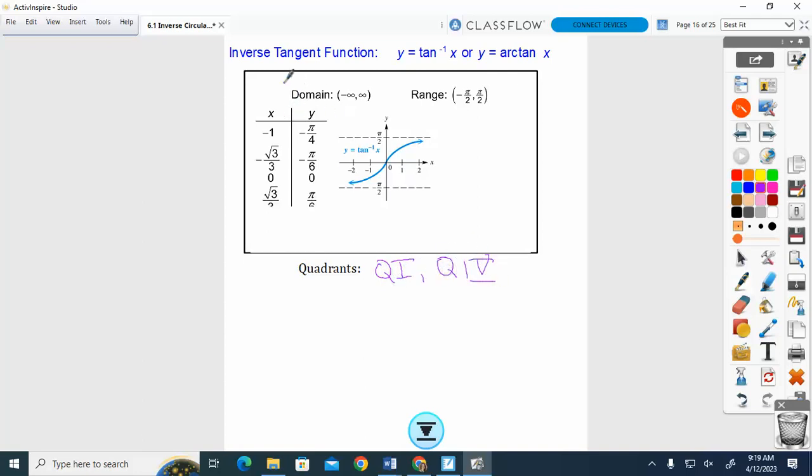Domain: if you think about the range of regular tangent, it goes up and down forever, so that becomes your domain. Your range, because of the quadrants, is going to go from negative pi over 2 to positive pi over 2. The important piece is the quadrants on these.